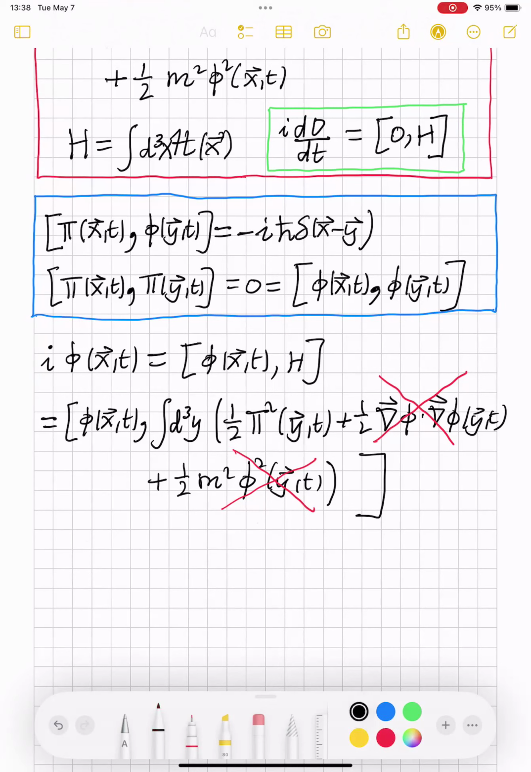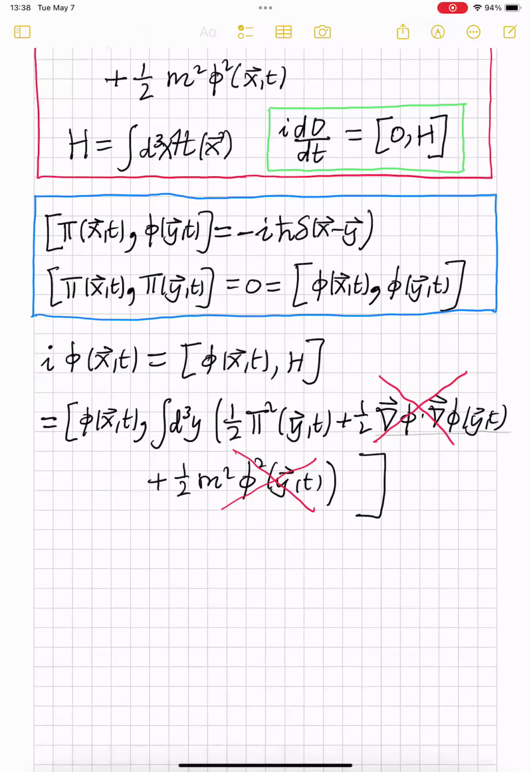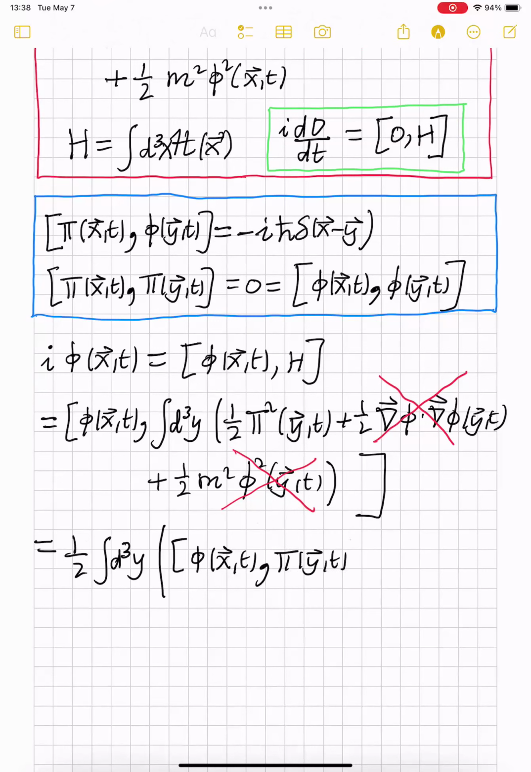Now, you know how to do that. As usual, we would simply use the product rule. So this is going to be equal to, I'm going to take the 1/2 and the integral d3y out of the commutator. And then what would we have? Well, first, by the product rule, we commute phi with the first pi, and we leave the second pi alone. Plus, now we leave the first pi alone, and we calculate the commutator with the second pi.